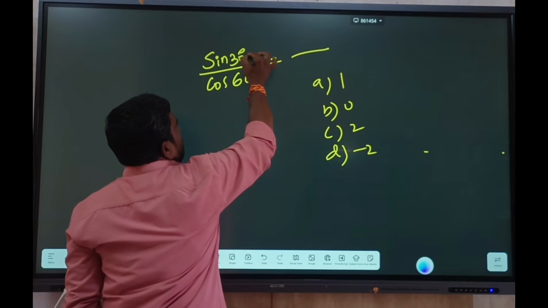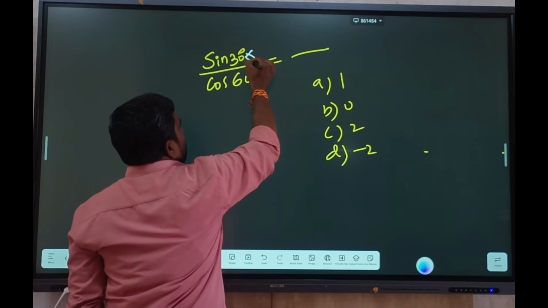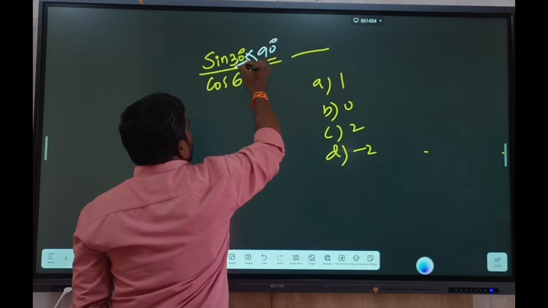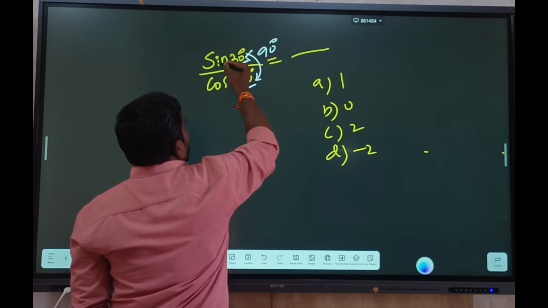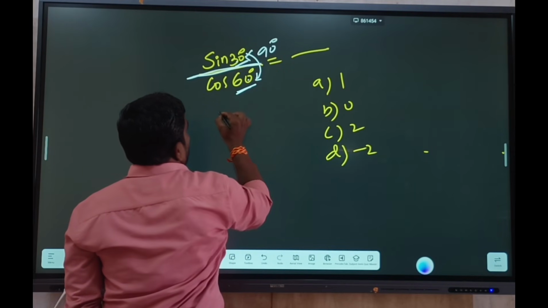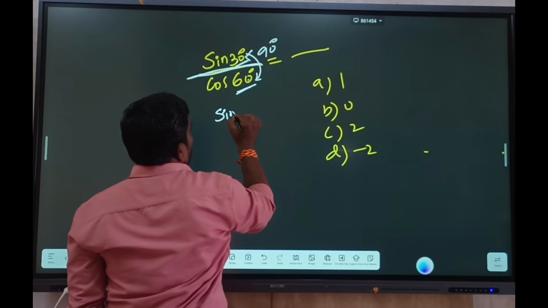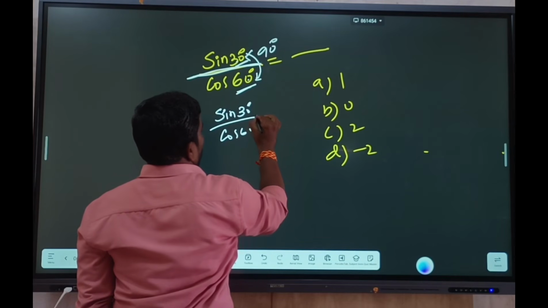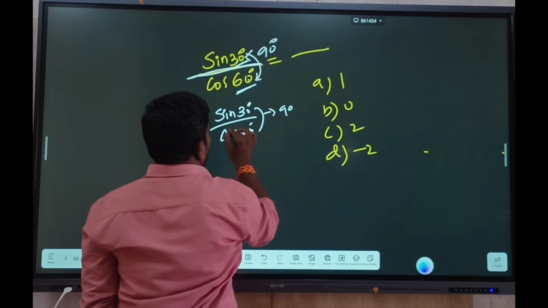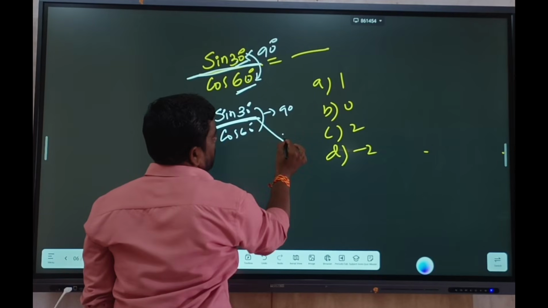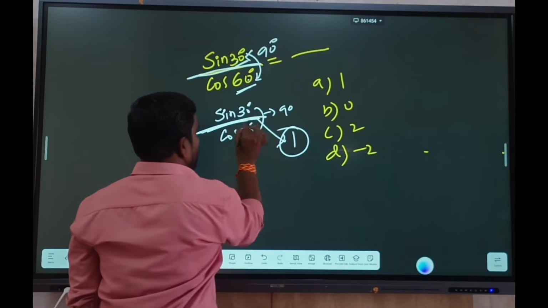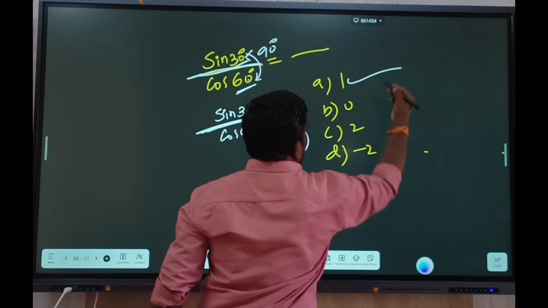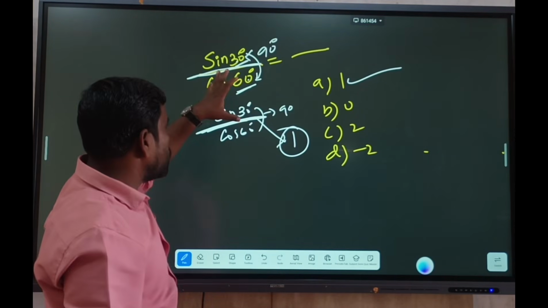Add 30 degrees plus 60 degrees. 30 plus 60 is how much? 90. So look here, 30 degrees plus 60 degrees is 90. Sin 30 by cos 60, both adding to 90 degrees, with divided by, the answer is always 1. Divided: 30 and 60 add to 90, so we get 1. Option A is the correct answer. It is a shortcut trick.